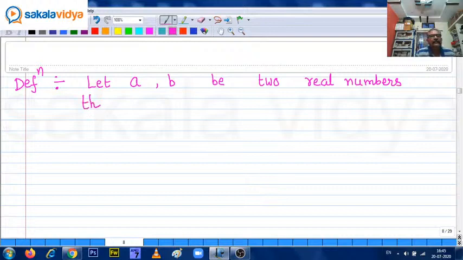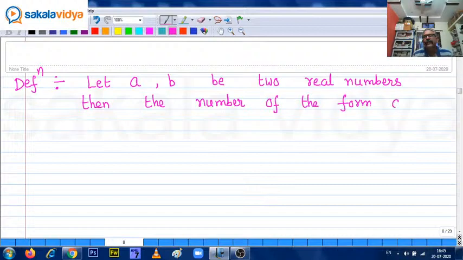Then the number of the form a, real number plus imaginary number. A complex number will be formed, a combination of a real number and an imaginary number. That is called a complex number. A plus ib is called a complex number.